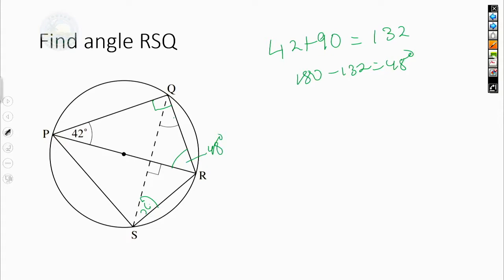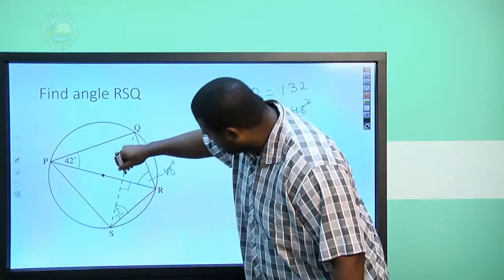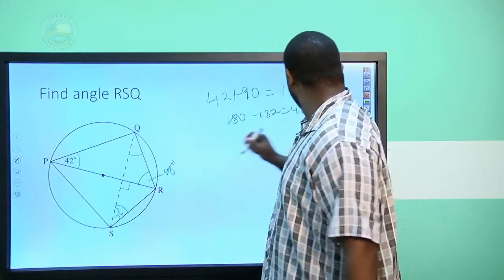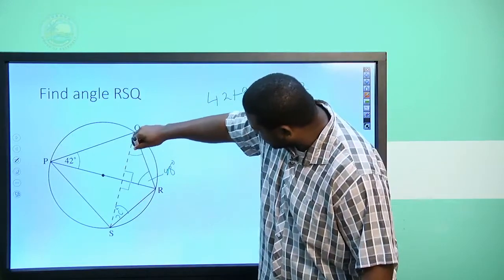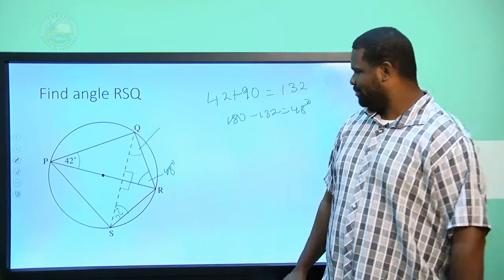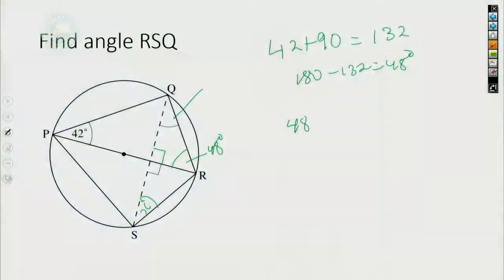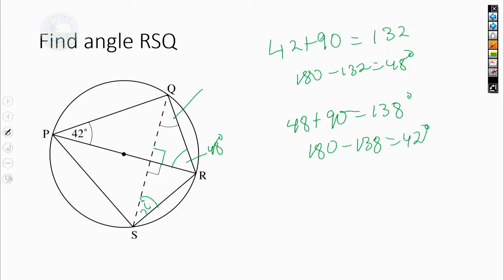Now, let's continue. So now we know that this angle is 48 degrees. And we know that here is going to be 90 degrees. So how much is this angle? Well, 48 plus 90 is 138 degrees. And then 180 subtract 138 is 42 degrees. So this angle is equal to 42 degrees.